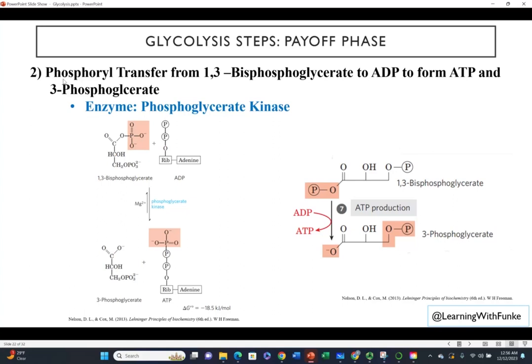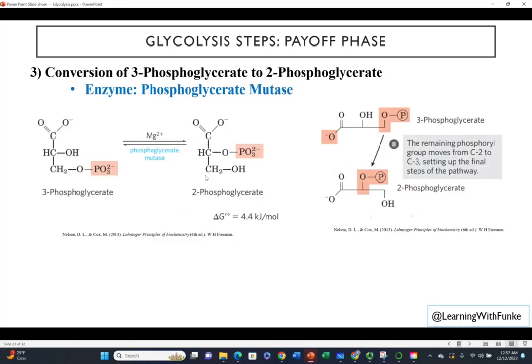1,3-BPG. Step 2, we have a phosphoryl transfer from 1,3-BPG to ADP. One of those phosphates gets transferred to ADP to form ATP, and now we form a new compound, 3-phosphoglycerate. For the next step, we're now converting 3-phosphoglycerate to 2-phosphoglycerate, and this is catalyzed by the phosphoglycerate mutase enzyme in the presence of magnesium. As you see here, the remaining phosphoryl group moves from carbon 3 to carbon 2.